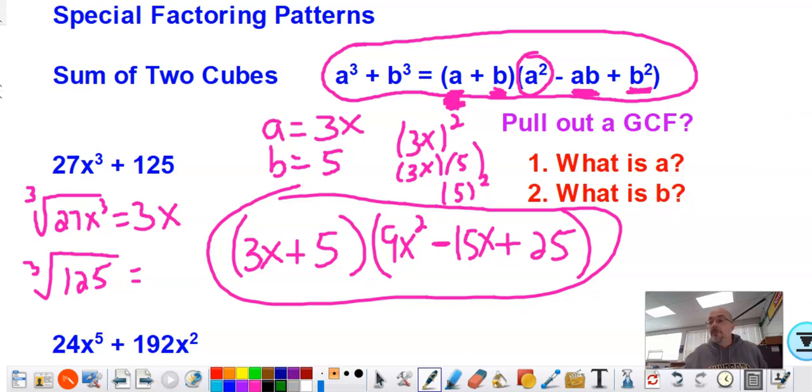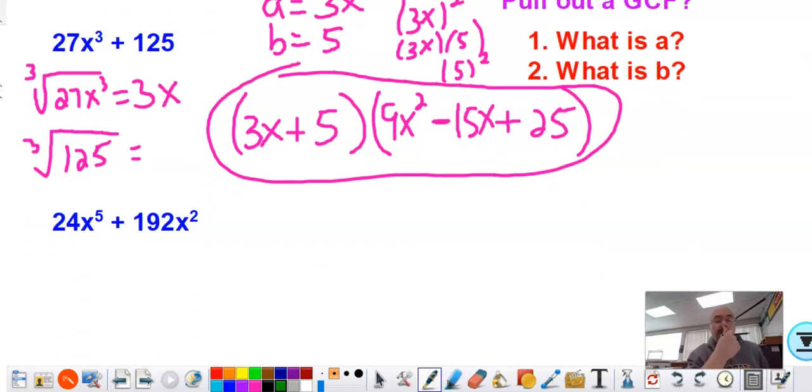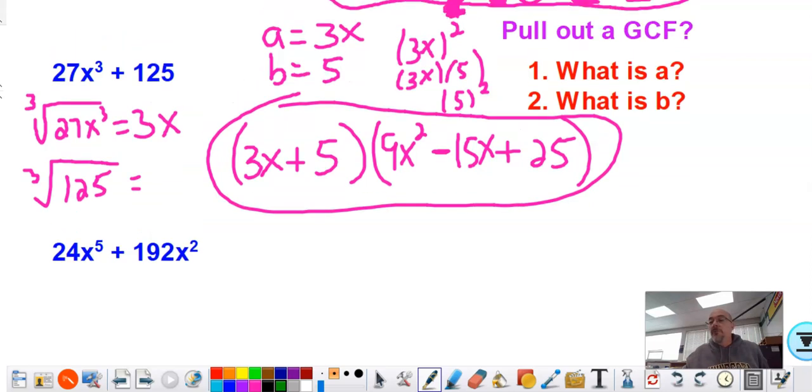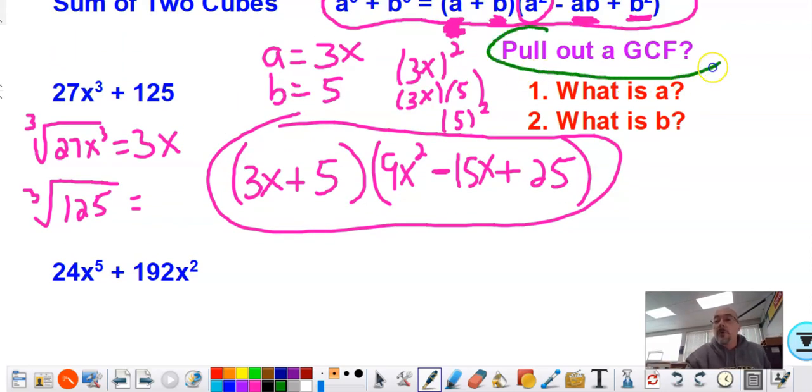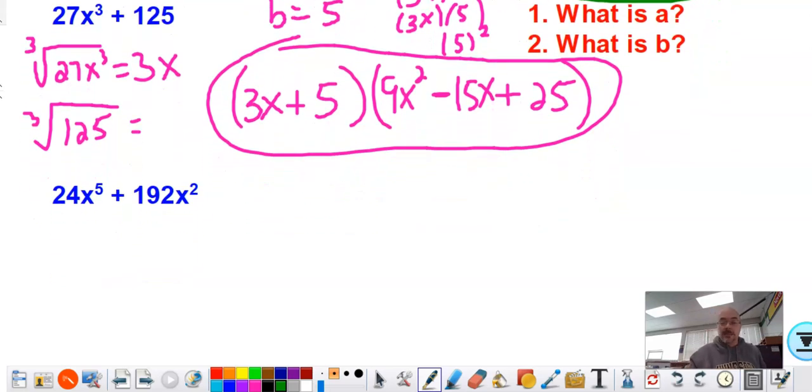Okay, let's do another one. So you will notice, ladies and gentlemen, that I've got a 24 and a 192. 24 is not a perfect cube. 192 is not a perfect cube. So remember what our first thing is, folks. Pull out a GCF if there is one. Our first example on this page, there wasn't one. But this next one, there is a GCF to pull out. That's why you've got to practice this a lot to get pretty good at it.